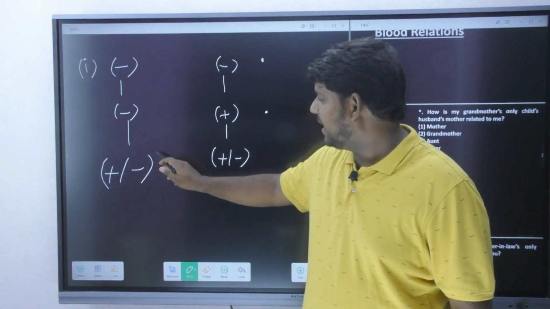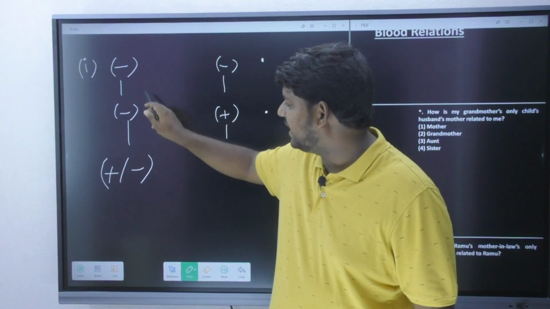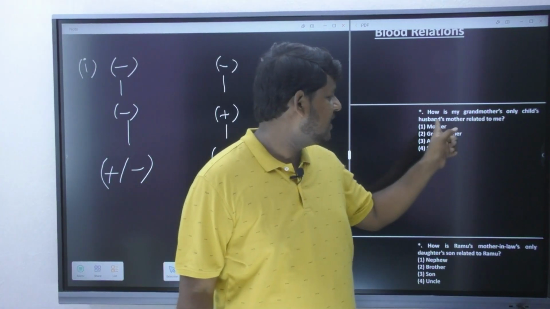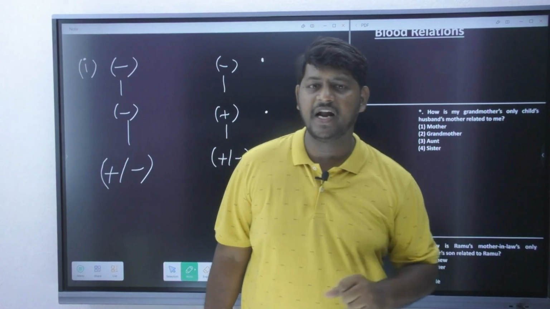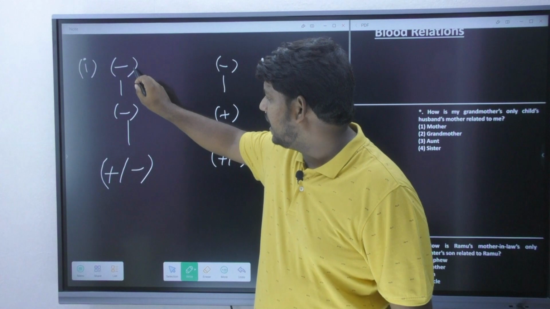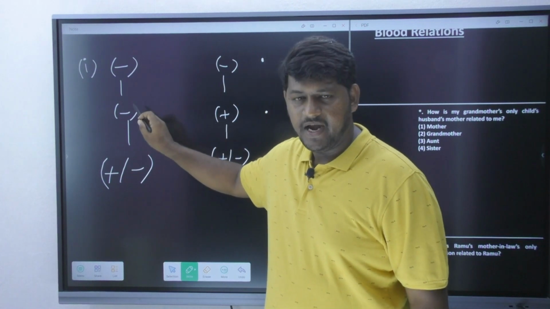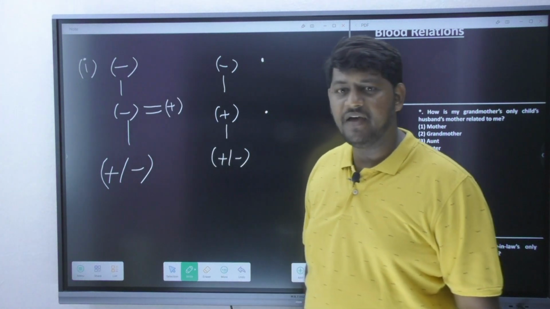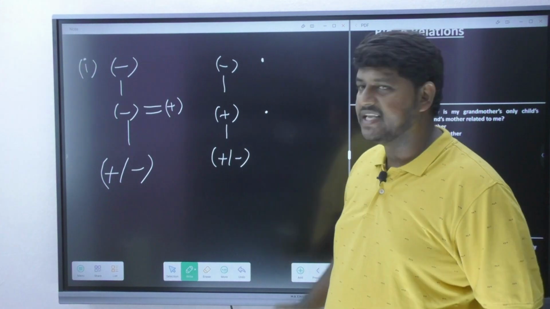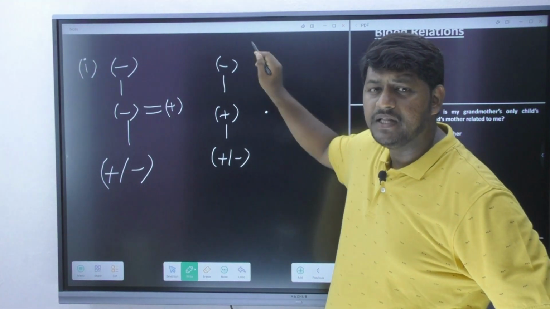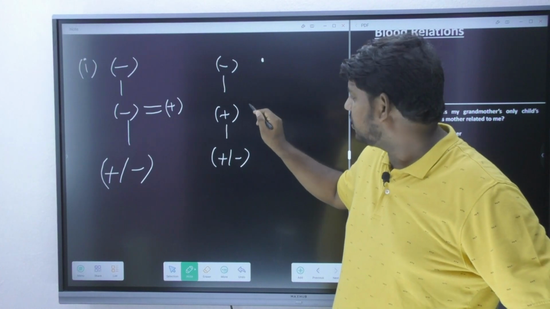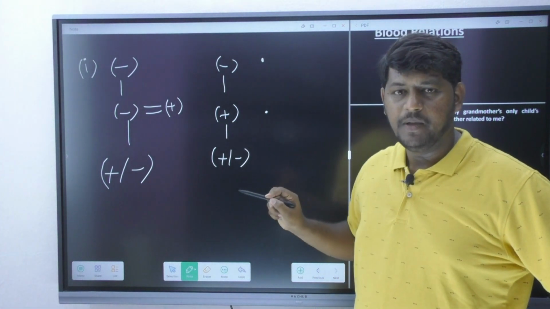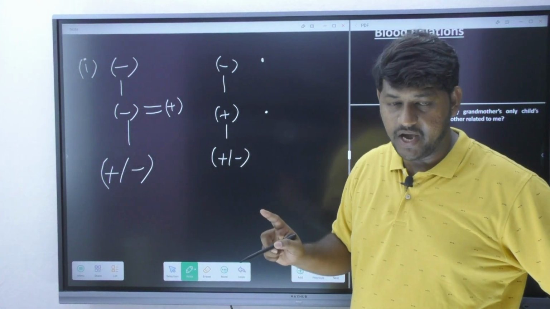Now here, my grandmother's only child is again drawing back to speaker's mother. Okay, only child's husband's mother related to me. Now in case number 1, only child is a female. Now female can have a husband. But when it comes to case number 2, my grandmother's only child, is it possible to have a husband? No, because we already got a male over here. Male and male, female and female cannot get married to each other.